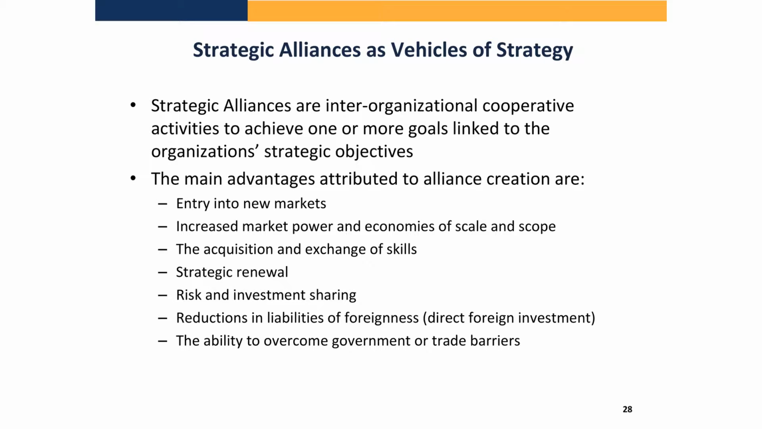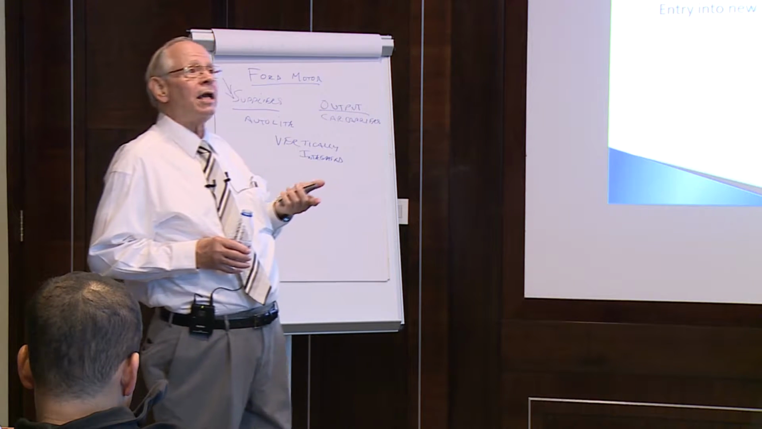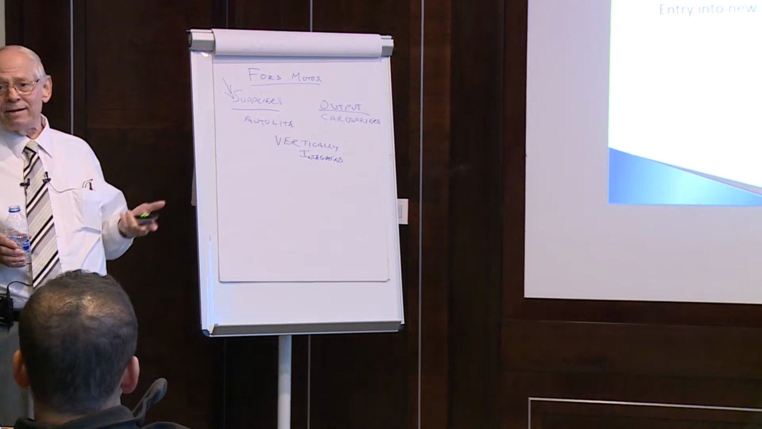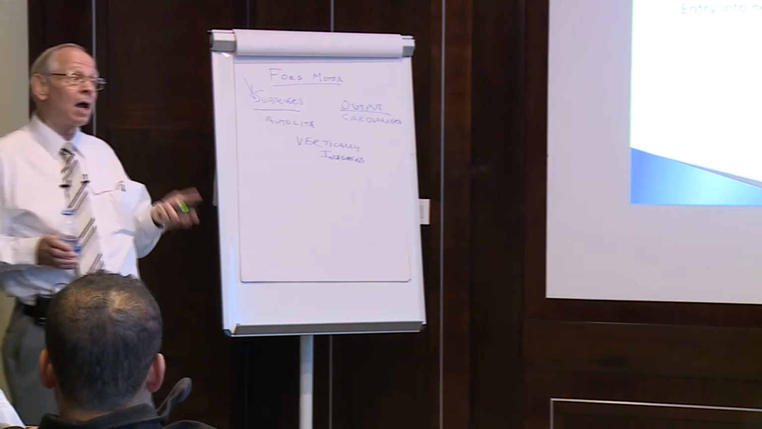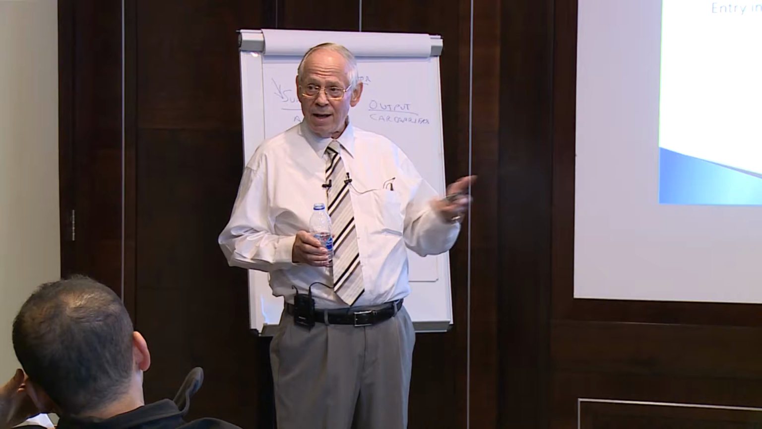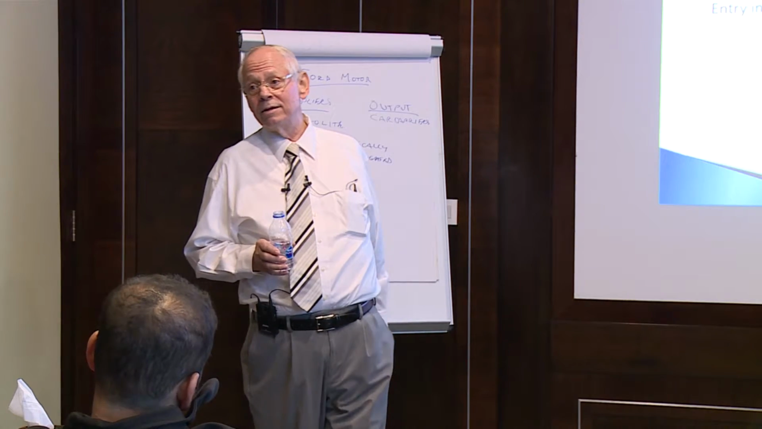Strategic alliances are interorganizational cooperative activities to achieve one or more goals linked to the organization's strategic objectives. So the main advantages attributed to alliance creation: entry into new markets. We talked about the airlines. Years ago, was it Etihad had an alliance with Air Berlin? Why? Because Etihad could not get a gate at Berlin Airport. So by forming an alliance with Air Berlin, they can now access Berlin as an Etihad location, and likewise Air Berlin can now fly and use an Etihad gate in Abu Dhabi. Okay?